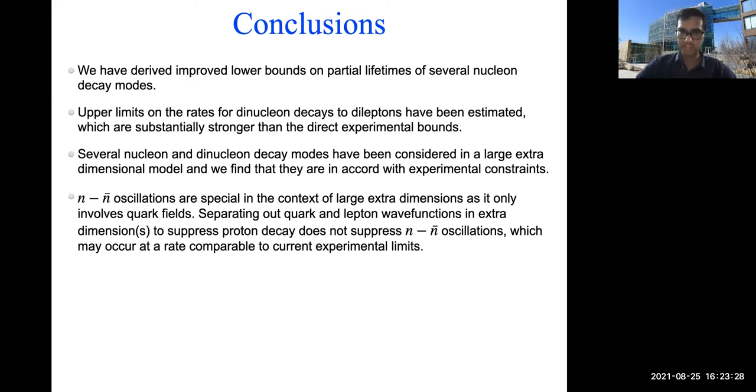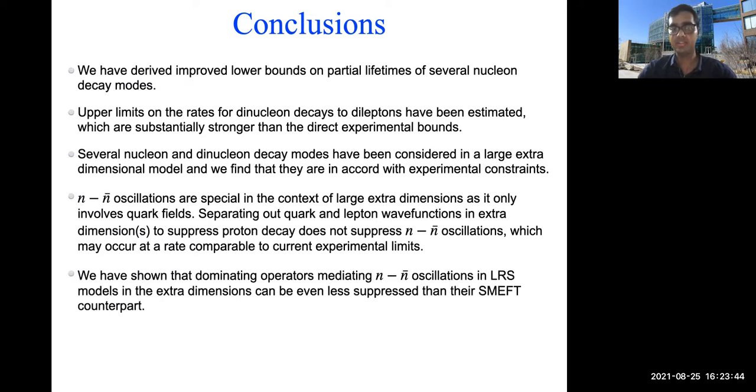N-nbar oscillations are special in the context of large extra dimensions, as they only involve quark fields. Thus, separating out quarks and leptons in the extra dimension to suppress proton decay does not suppress n-nbar oscillation, which may occur at a rate comparable to current experimental limits. We have shown that dominating operators mediating n-nbar oscillation in the left-right symmetric models in the extra dimension can be even less suppressed than their standard model effective field theory counterpart.